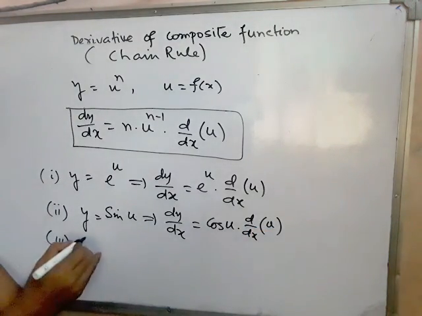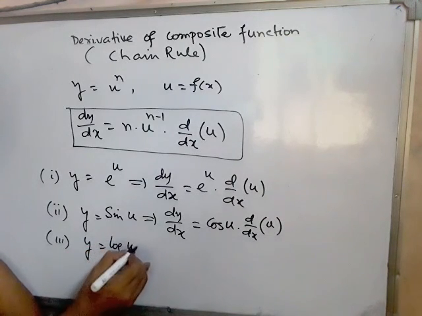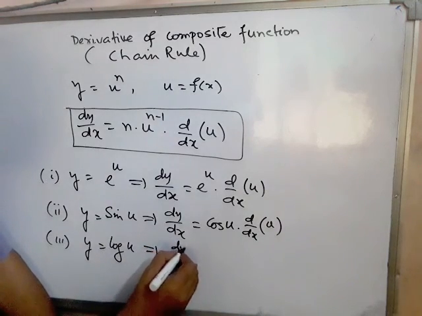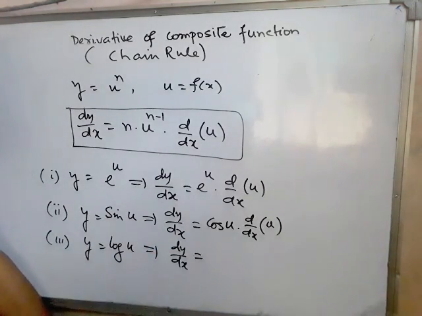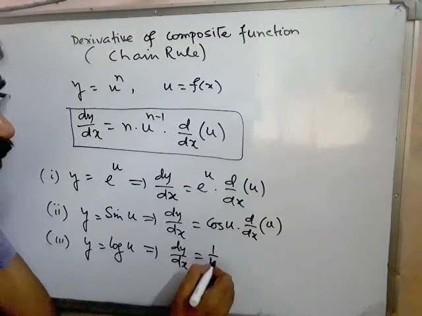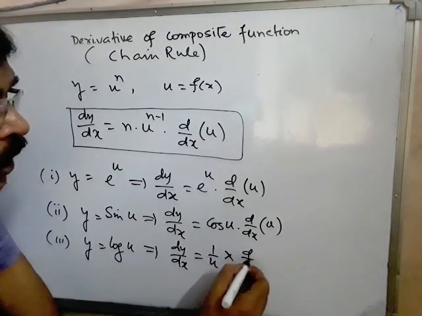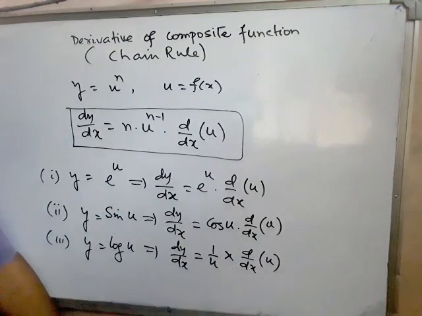Number 3, say y equal to log u, where u is a function of x, then dy by dx equal to derivative of log u, which is 1 by u, so therefore 1 by u into derivative of u, which is a function of x, that is d by dx of u. This type of rule will be applicable for all other composite functions.